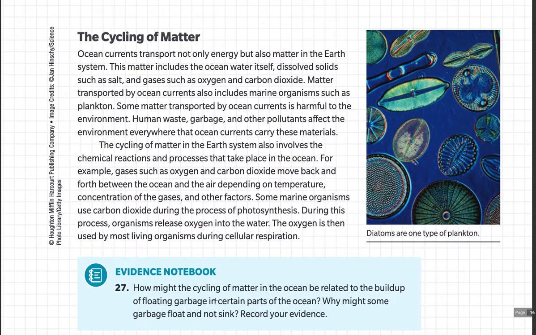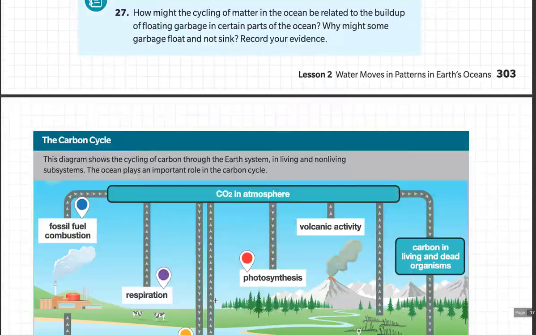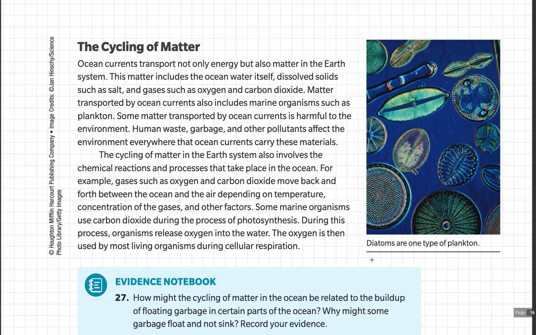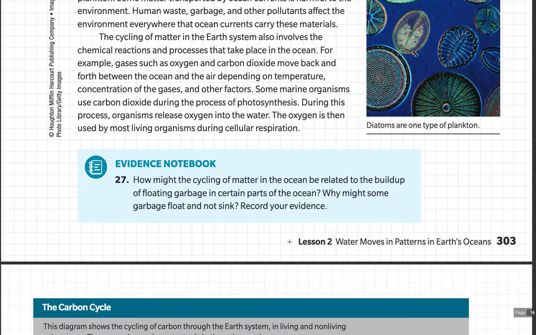And the cycling of matter. This is talking about how the cycling of matter is important. We talked about this a lot in the previous lesson 1, about how matter is cycled through the air, but it's also cycled through the water, right? We have gases like carbon dioxide and oxygen, and organisms and all the stuff that's in the oceans, all the stuff that's in rivers, all the stuff that's in lakes, that gets cycled around through the water cycle.